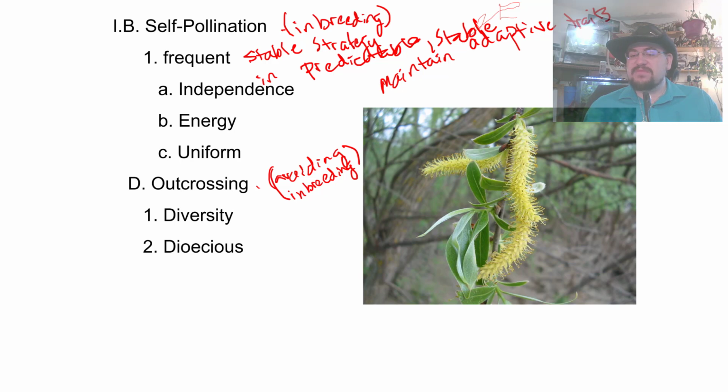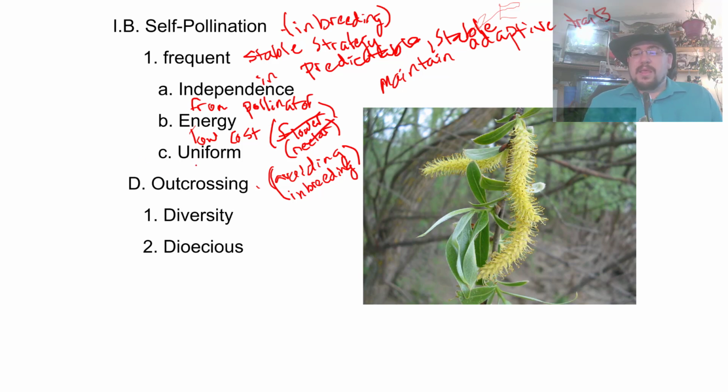One of the big advantages of self-pollination is that you are independent from pollinators. So you do not have to worry about a pollinator finding you, collecting your pollen, and depositing your pollen on another flower, right? Another thing is that it has a comparatively low energy cost. This is because if you're self-pollinating, you generally don't need a big flashy flower, and you generally don't need a ton of nectar.